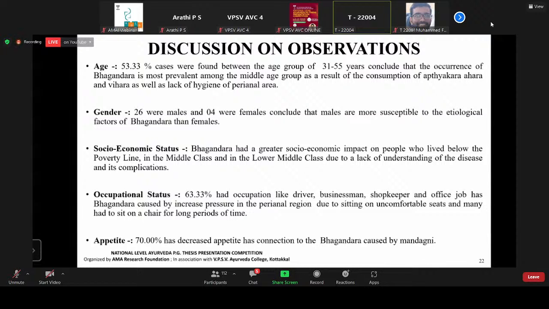Socioeconomic status: most of the patients belong to below poverty line, middle class and lower middle class. It indicates the understanding of the disease and its complications. Occupational status: 63% have occupations involving long-term sitting. Now coming to appetite, 70% have decreased appetite, which has a connection to Bhagandar caused by Mandagni. Bowel habit.